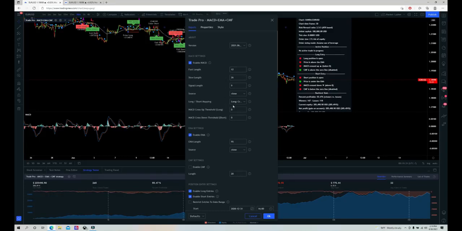And then one of the interesting things here is what you can change about the way that it takes entries. So for the first setting, you can have it with the traditional way where it's only taking a long when there's a cross up from below the zero line and only a short when there's a cross down from above the zero line. But then you can also tell it to only take longs when it crosses up while above the zero line and only take shorts when it crosses down while below the zero line. So kind of a different unconventional way of doing it.